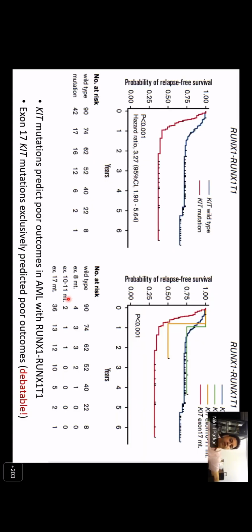Okay. Now, when they looked at the mutational profile of these patients, you can see that patients with RUNX1 and RUNX1T1 had an inferior outcome if they had KIT mutations. This is known as a Kaplan-Meier curve, and you can see that every time this line drops, one patient gets an event. So here you can see that if a patient had KIT mutations, they are really likely to have relapse as compared to patients who didn't have KIT mutations.